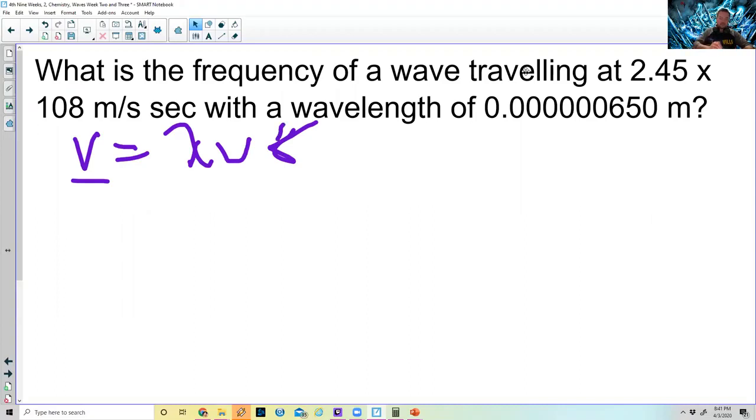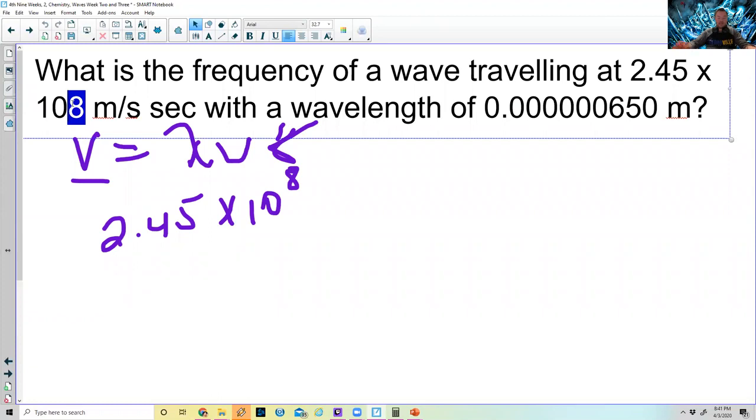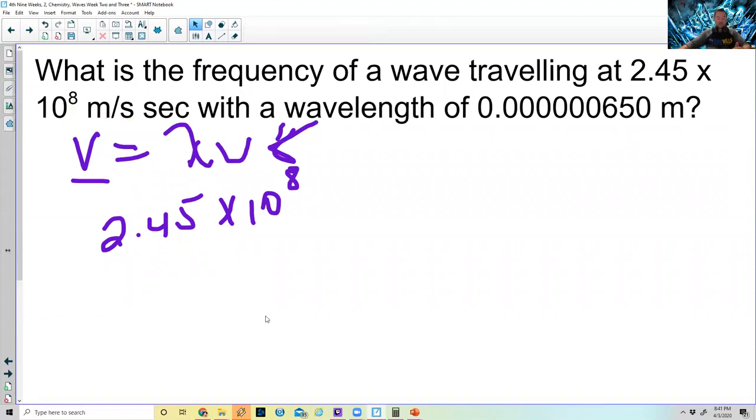I tell you that the speed is 2.45 times 10 to the 8th power. That's wrong. That should be the 8th. Let me fix that. There we go. And it's got a wavelength of this. So I know the speed, I know v, and now I'm going to try and figure out what that frequency is, but I know this.